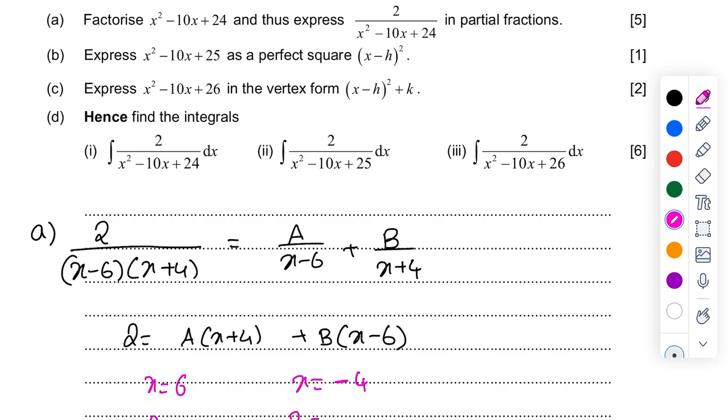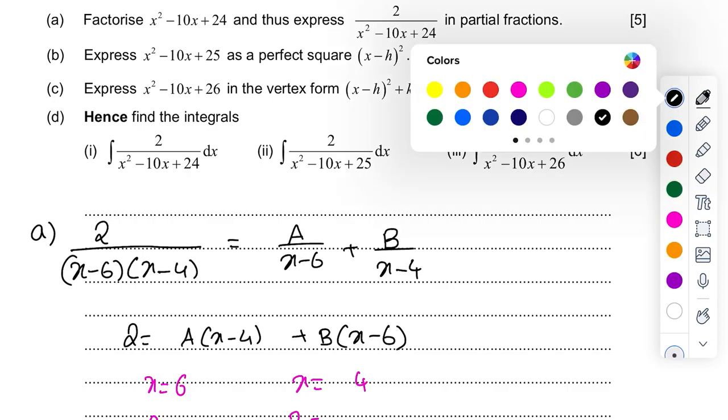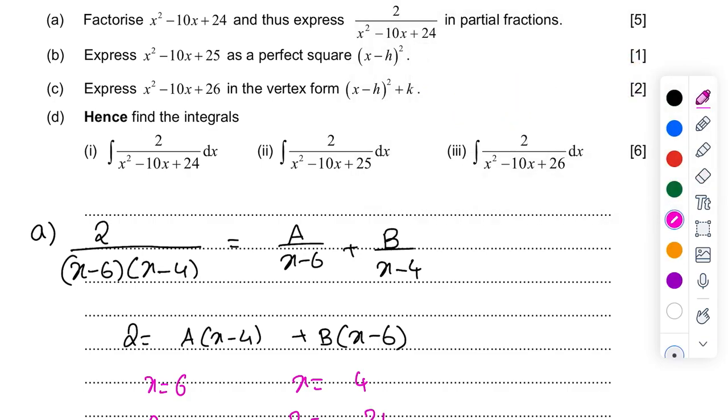Rather, the factors would have been x plus 4, x minus 4 times x minus 6. So x minus 4, x minus 4. Over here also, it should be x minus 4. Then plug in x equals positive 4. Then what are you going to get? You're going to get minus 2b. So b equals negative 1.